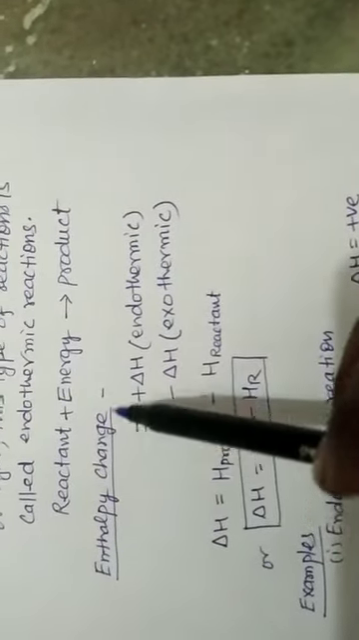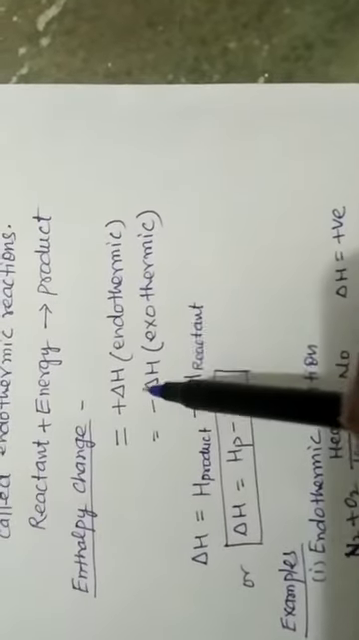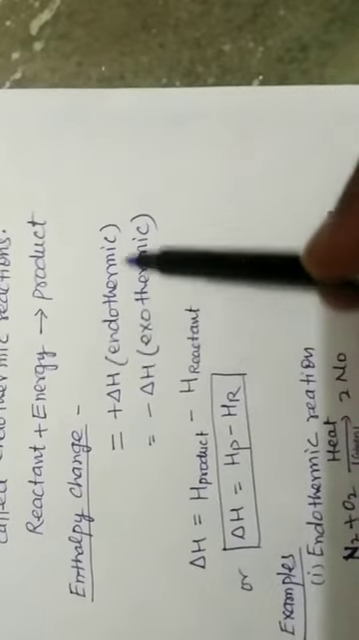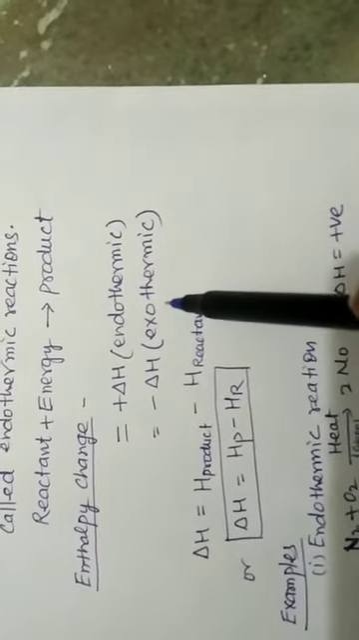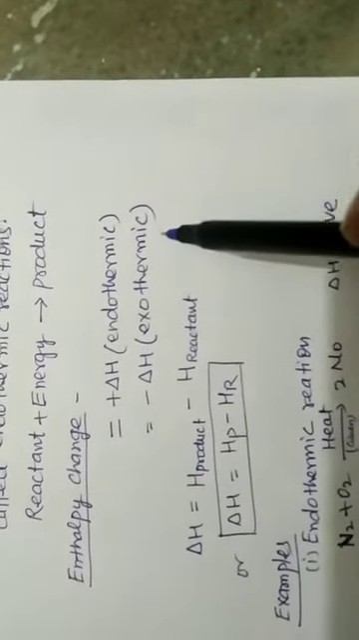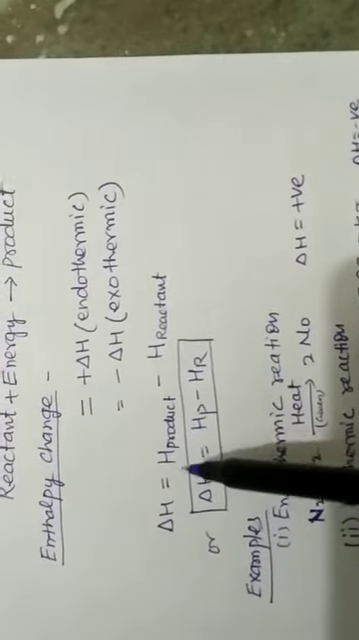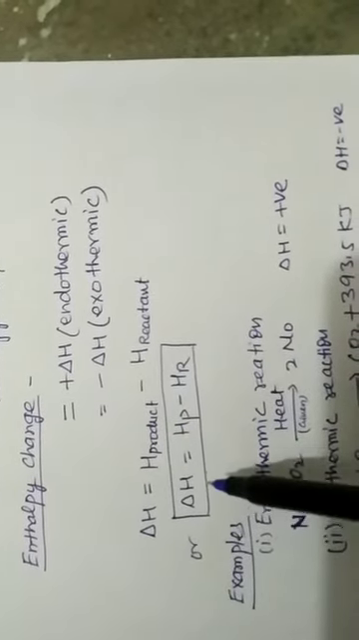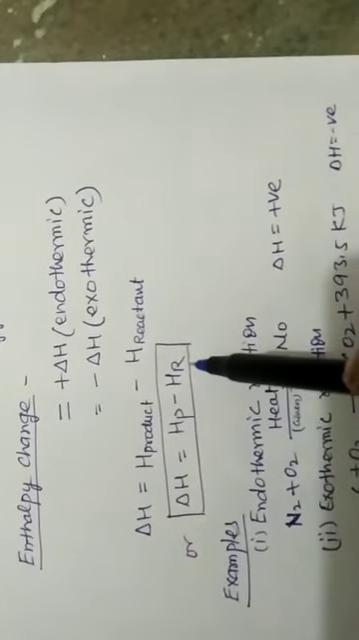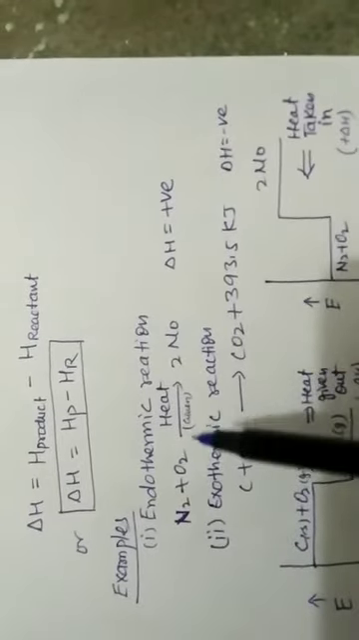We also discuss the enthalpy change in these two types of reactions. If the enthalpy change is positive, the reaction is endothermic. If the enthalpy change is negative, it means this reaction is exothermic, where change in enthalpy, delta H, is equal to enthalpy of products minus enthalpy of reactants. That is, delta H = HP - HR. We take examples to clear the topic very well.